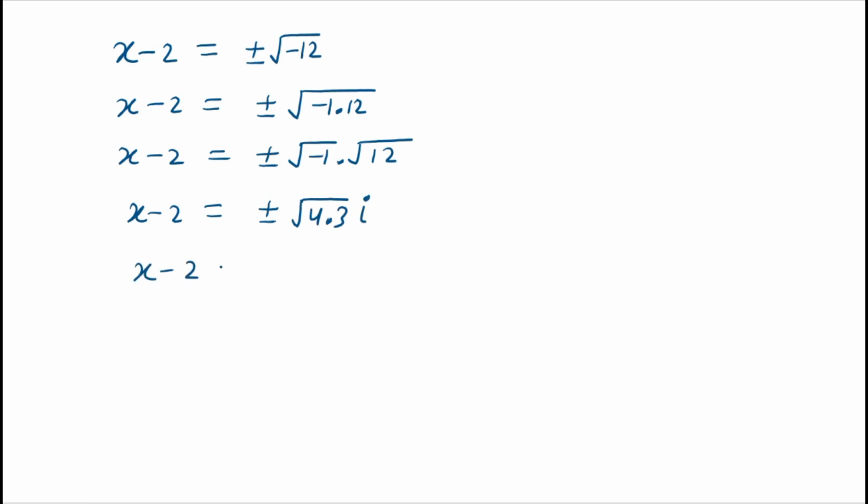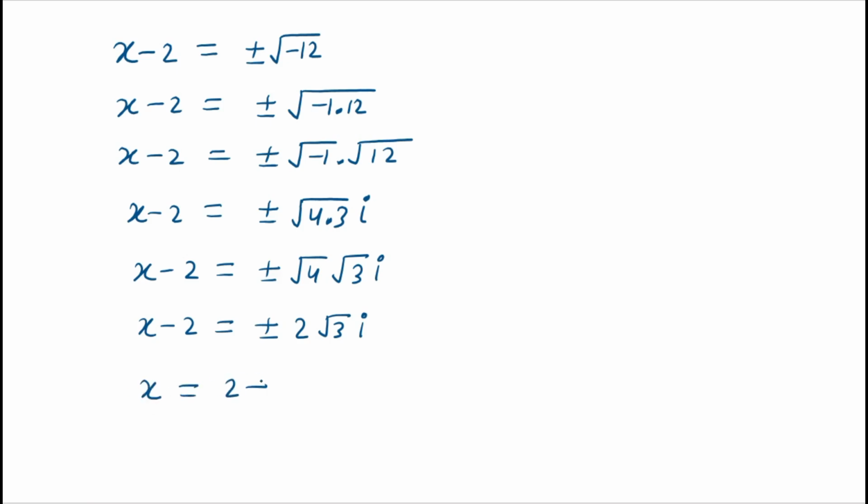X minus 2 is equal to plus minus, this expression is the same as square root of 4 times square root of 3 times iota. Square root of 4 is 2, square root of 3 times iota. Now if we add 2 to both sides, then the value of x is equal to 2 plus minus 2 times square root of 3 times iota.